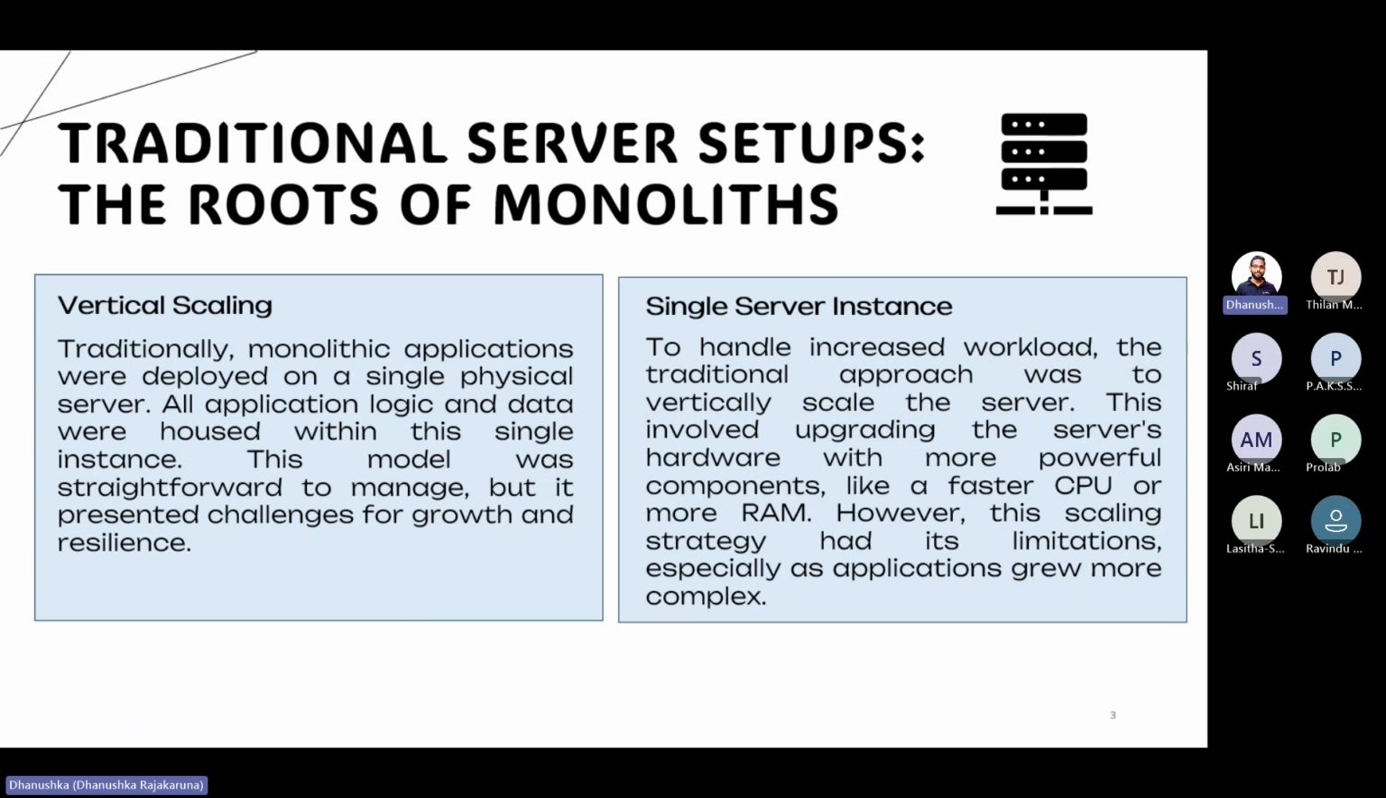Vertical scaling is to handle an increase in the workloads. The server is upgraded with more powerful hardware. Vertical scaling means we can increase the CPU, RAM or storage. So vertical scaling relies on enhancing a single server's capacity rather than adding more servers to the environment.